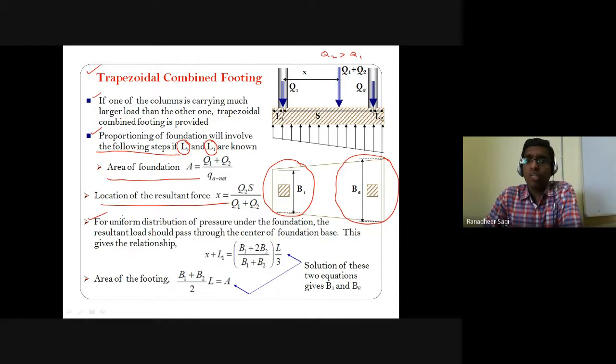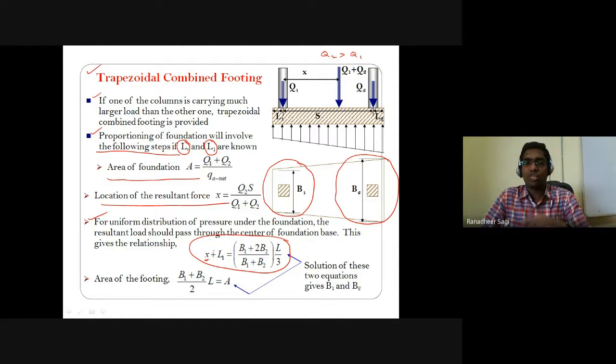And for uniform distribution of the pressure under the foundation, the resultant load should pass through the center of your foundation base. And this is the expression we will make use of to understand the position of the centroid, or center position, of that foundation base. Here, small x refers to the centroidal distance at which the resultant force of the load exists.